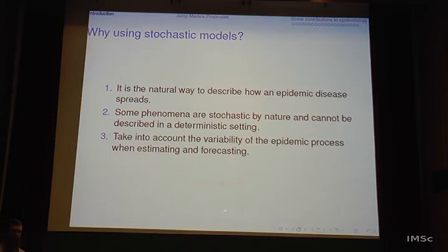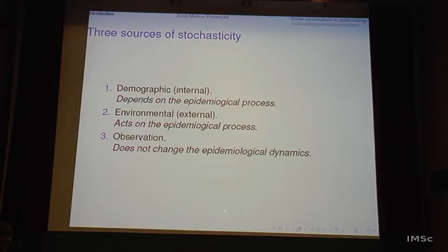And finally, when we study epidemics, we are interested in the variability of the different outcomes that may happen. And this variability usually is due to stochasticity. This is especially important when you want to do forecasting. When you want to do a forecast, you're not interested only in a point estimate, but in a range of possibilities. And that usually is given as a probability distribution. So that's why you might want to consider stochastic models.